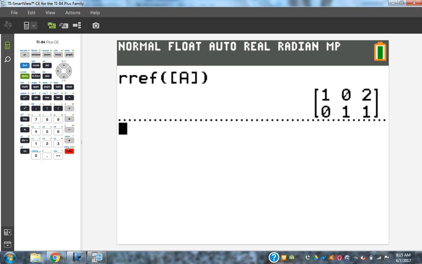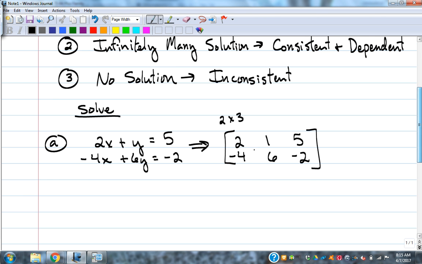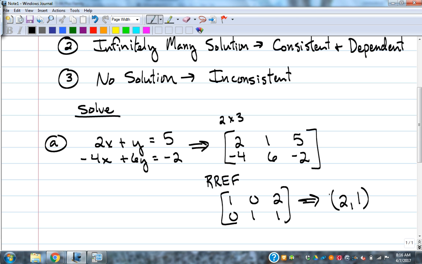The first row, the one right here, says that's X equals 2. Second row says no X's, but 1Y equals 1. So X equals 2, Y equals 1. That's our ordered pair solution out of that. So through RREF, we get 1, 0, 2, 0, 1, 1. And that equates to the ordered pair 2, 1.